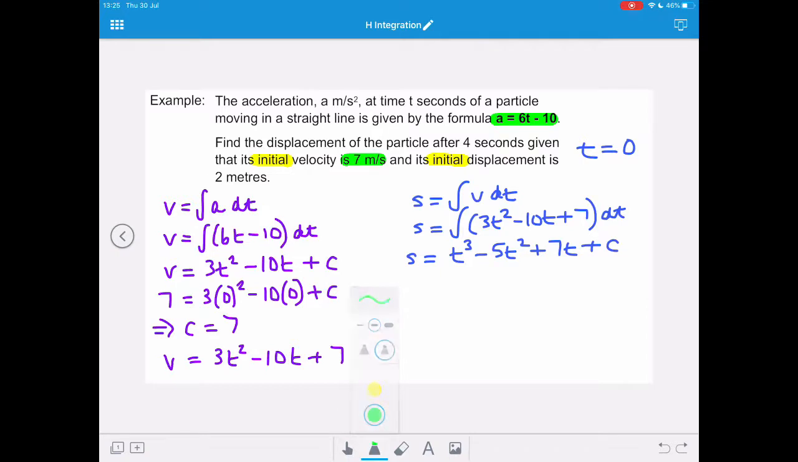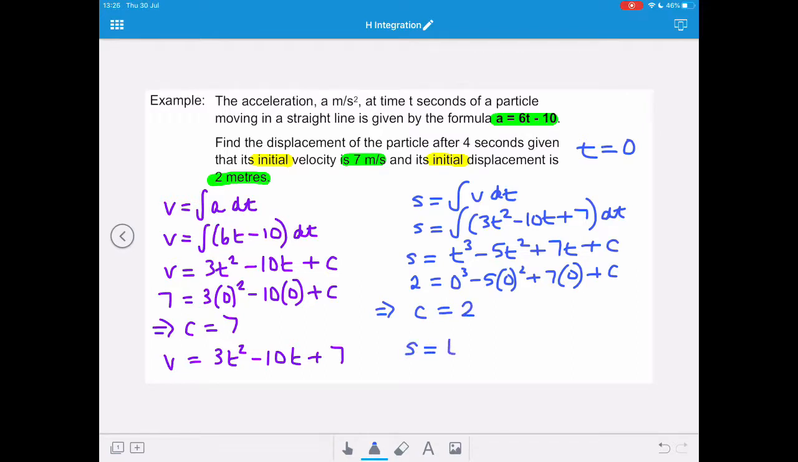Now we know that t equals 0 already, and our initial displacement is 2, so we substitute s equals 2 and t equals 0 into our equation, so 2 equals 0 cubed minus 5 times 0 squared plus 7 times 0 plus c. And when we rearrange, we get a constant of integration of c equals 2 for our displacement formula. So s is going to equal t cubed minus 5t squared plus 7t plus 2.